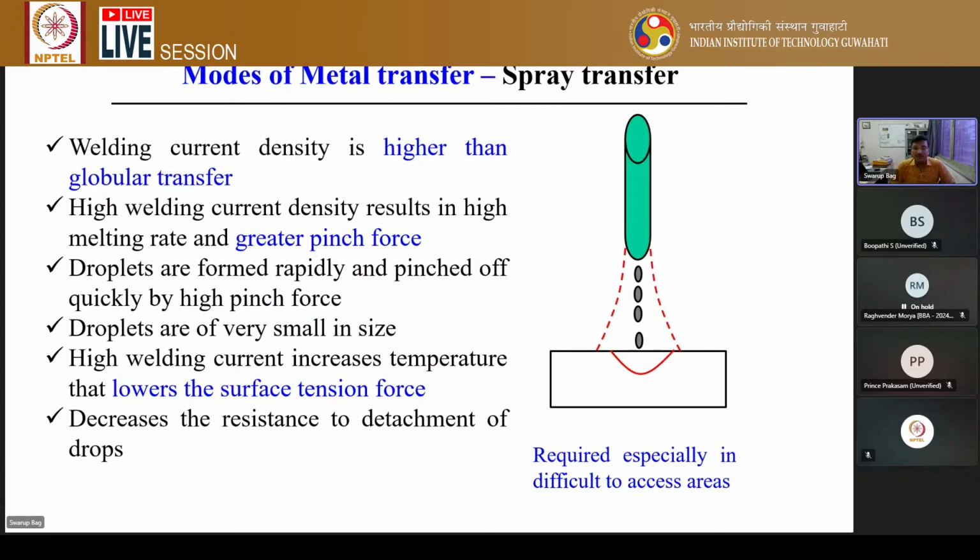Similarly, in spray type of metal transfer, the electromagnetic force is more important, because the droplet size is very small, so the gravitational force is also less, and the electromagnetic force will try to overcome the drop holding force, the surface tension force, and only then will the drop detach. So in this particular case, the electromagnetic force or pinch force is more important. The characteristic of the spray type of transfer is that the droplet size is very small, and of course, it usually happens at a very high current density or welding current. And every time we need to beat the surface tension force, and only then will the droplet detach from the electrode material.